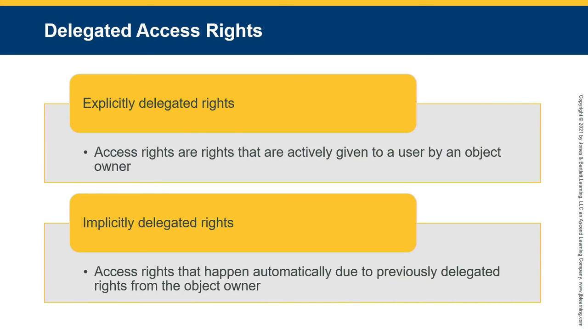Delegated access rights. Explicit delegated access rights are rights that are actively given to a user by an object owner. Implicit delegated rights are access rights that happen automatically due to previously delegated rights from the object owner.